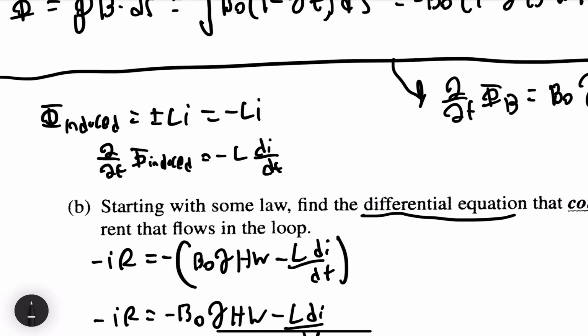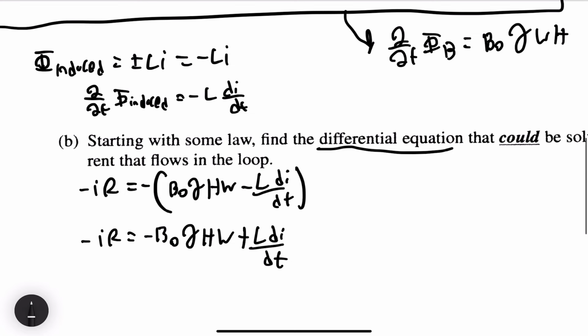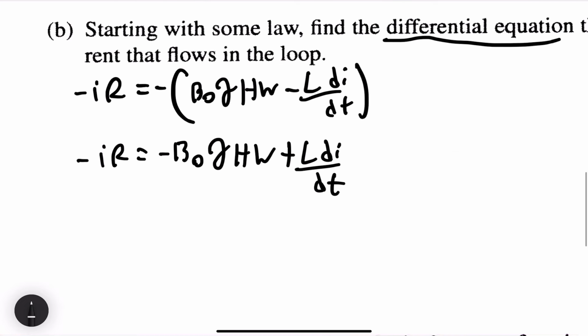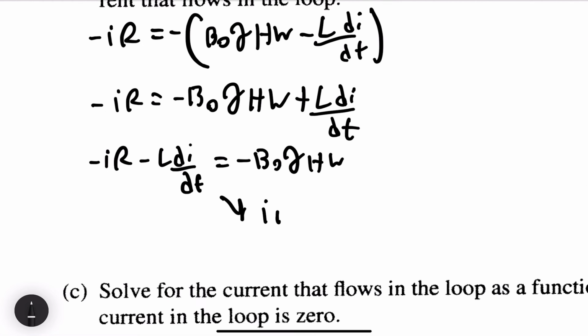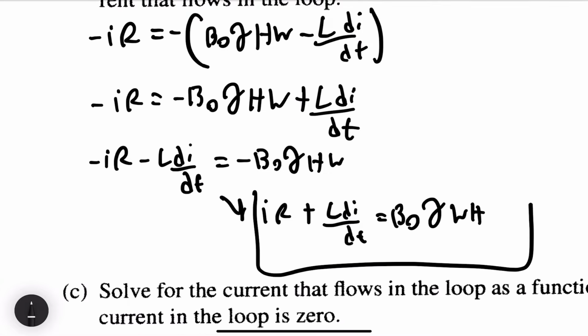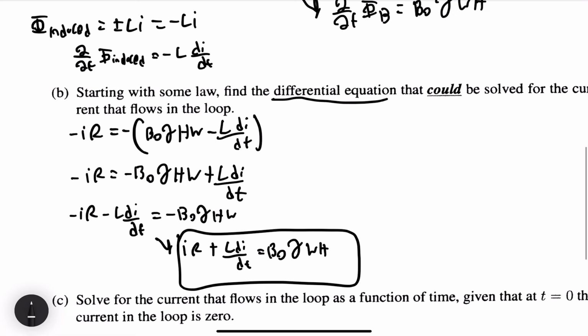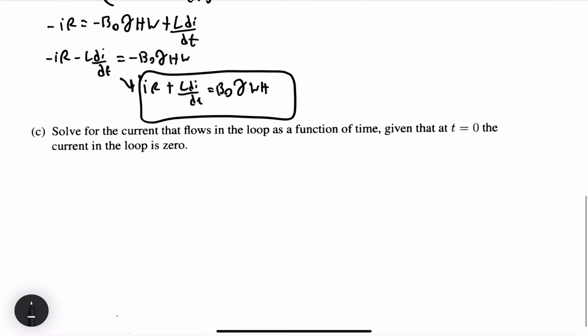Oh no, what am I doing? How am I distributing my negative? So this would be positive. The magnetic field would be negative, yeah. So if I move everything over, I get negative IR minus L di dt equals negative B naught gamma HW. Just divide by negative 1 because they'll have negatives. So IR plus L di dt equals B naught gamma WH. And it says that could be solved, so we don't actually have to solve this yet. It's just one equation. But part C wants us to solve it.